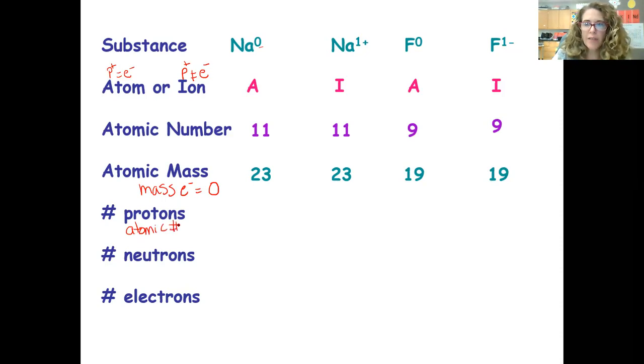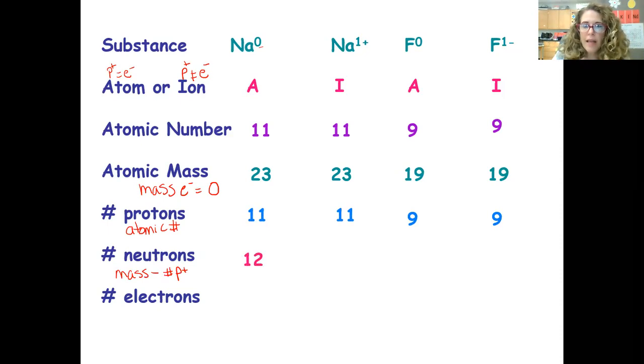Right, that's the identity of an element. 11. Well, that's still sodium. It's still atomic number 11. It's still protons equal to 11. Fluorine's atom is atomic number 9, and its ion is also atomic number 9, because that's the identity, and protons don't change. So our neutrons, remember we take our mass minus the atomic number, or the number of protons, right? Because the protons plus the neutrons add up to the mass.